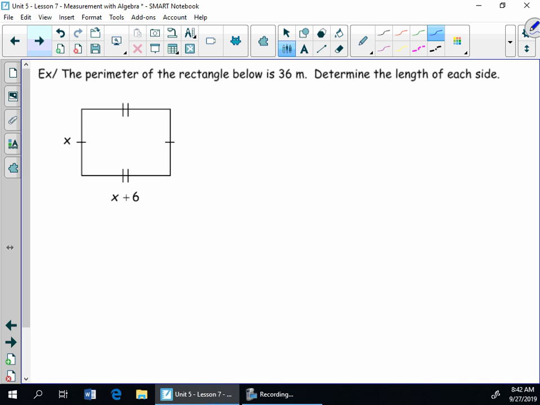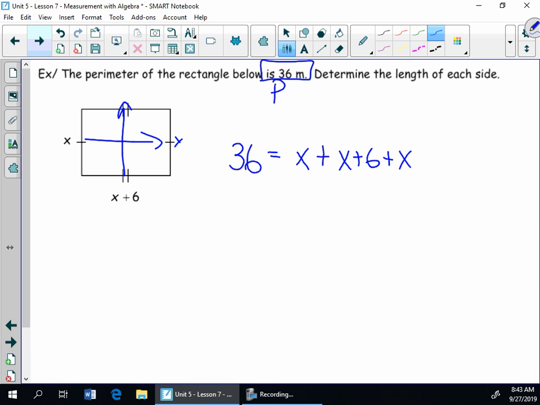So basically the same question, but it's a rectangle this time. So what do I know? It tells me the perimeter is 36. So I can start off by saying 36 equals. Here's my perimeter right there. What sides do I have? I have an x. I have an x plus 6. I have another x. I have another x plus 6. Okay, there's an equation that can be solved.